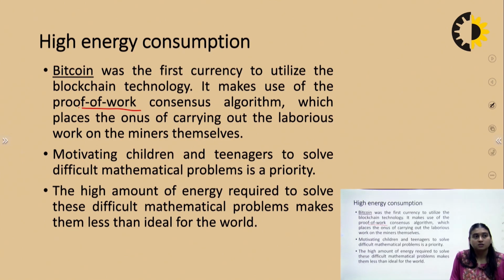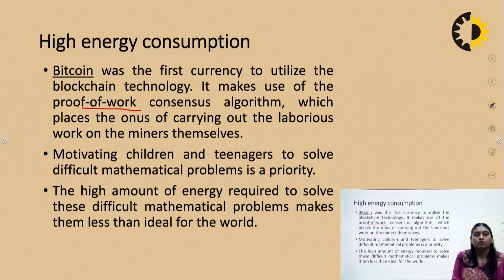So which places the onus of carrying out all the laborious work on the miners themselves, because it involves some sort of complex problems which need to be solved in order to reach the consensus. And that is why we are saying it is quite computationally expensive, as it requires some machinery to do it. So motivating the miners to solve such difficult mathematical problems is one of the priorities in case of proof of work consensus.